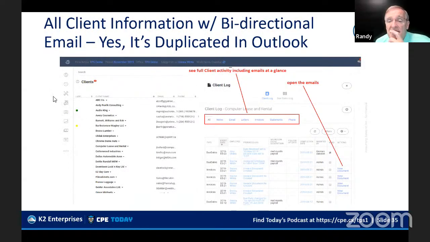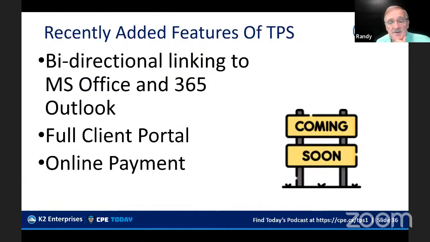Yeah, that's pretty phenomenal. In fact, I actually just scrolled onto the next screen to emphasize that. This discovery that you've done for bidirectional linking to Microsoft Office and 365 Outlook is pretty interesting, not to mention the full client portal and online payment mechanisms that you have. I think you've got a couple of payment mechanisms today, if I recall correctly, and more in the pipeline, or at least one today and more in the pipeline.